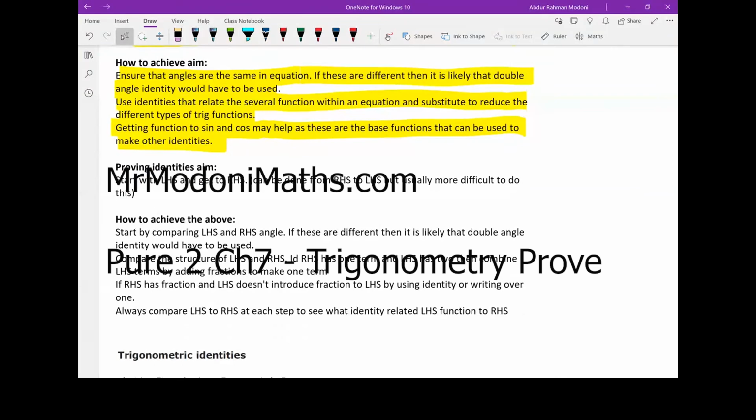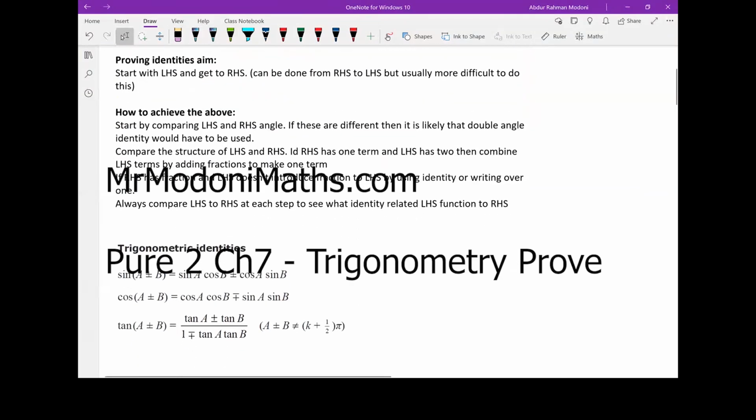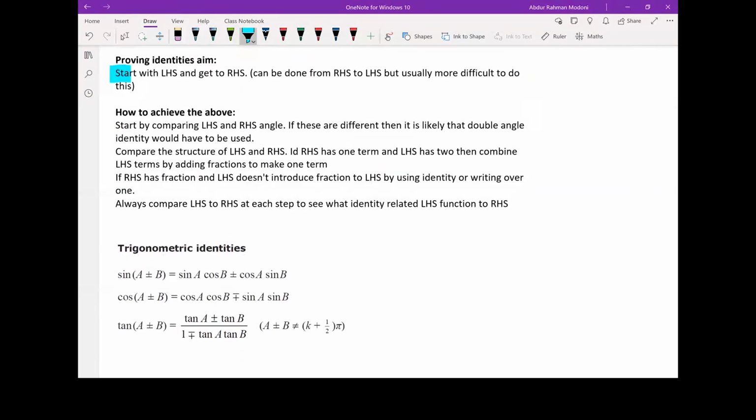Proving identities. So what's the aim when we are trying to prove identities? Well, our aim is to start with the left-hand side and get to the right-hand side, put simply. It can be done from right-hand side to left-hand side the other way, but usually it's more difficult to do this. I say usually. 99% of the time it will be left-hand side to right-hand side. So how do we achieve this?